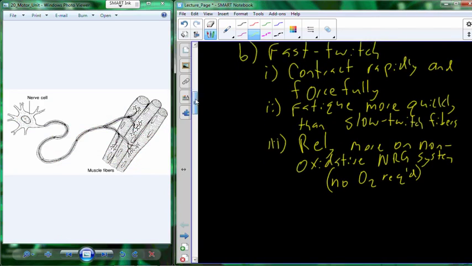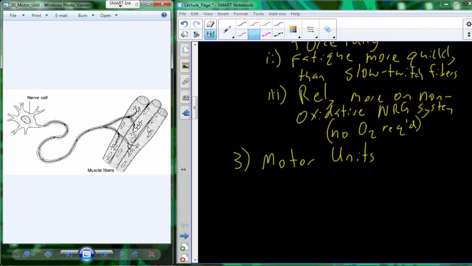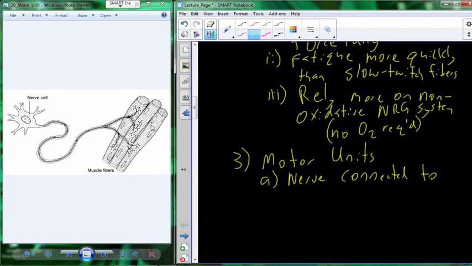Now, when we look at a muscle, the muscles are all controlled by the nervous system. There's going to be a nerve that supplies electrical information to create contraction to a group of muscle cells. So one nerve cell innervating and interacting with a group of muscle cells is called a motor unit. The motor unit is the nerve that's connected to a group of muscle fibers or muscle cells.